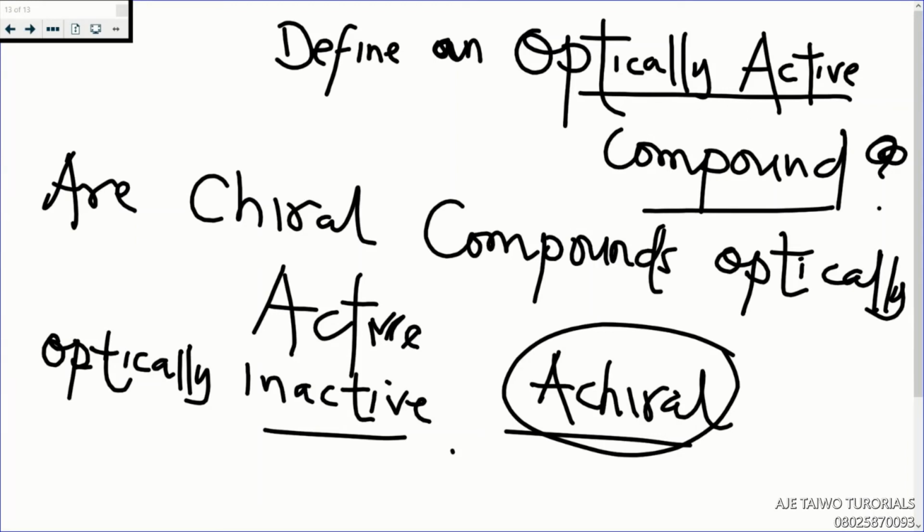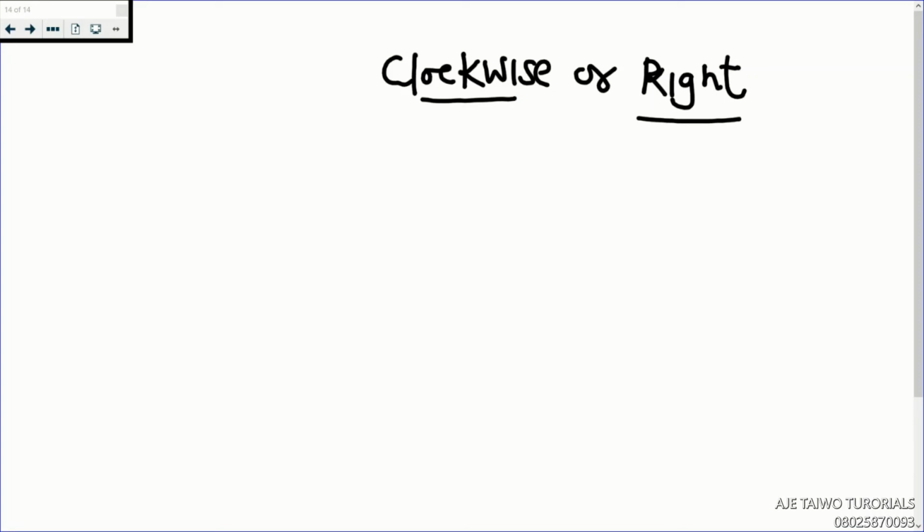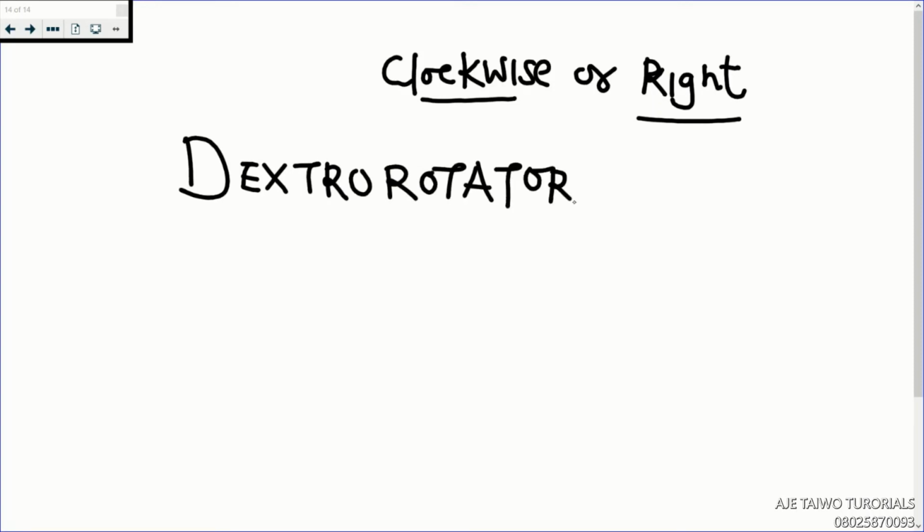Let's go. Next paragraph. An optically active compound that rotates the plane of polarization of plane polarized light clockwise or right is said to be dextro-rotatory. Dextro-rotatory. Hope the spelling is correct.